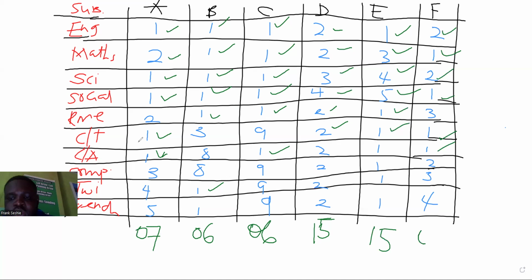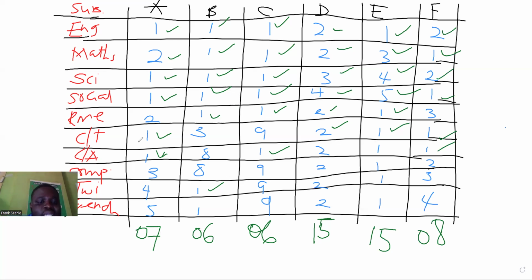That's 08. So out of these 6 candidates, candidates B and C, which seemed to be the worst results because of the 8 and the 9, have the best aggregate score of 6. Candidate A has 7, candidate D 15, candidate E 15, candidate F 8 as their aggregate score.